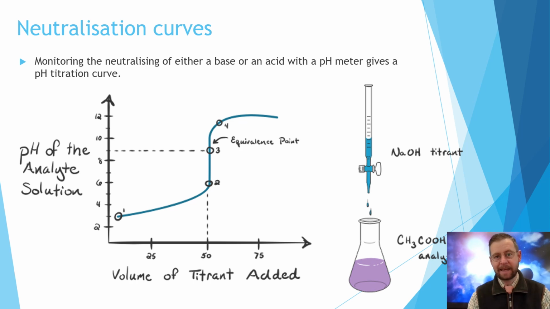That goes on the x-axis because that's the independent variable. That's what you're basically changing. And what is changing as a result is the pH of the analyte. So that goes on the y-axis as the dependent variable.